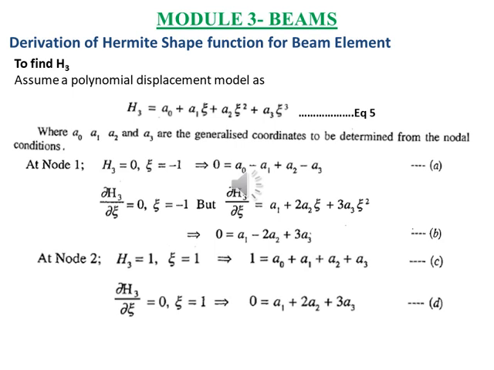So at node 2 H3 is equal to 1, neta is equal to 1. Hence the polynomial function can be written as 1 is equal to A0 plus A1 plus A2 plus A3, and differential at node 2, that is del H3 by del neta is equal to 0 and neta is equal to 1. So the equation becomes 0 is equal to A1 plus 2A2 plus 3A3. So let these equations respectively be A, B, C and D as mentioned in the slide.